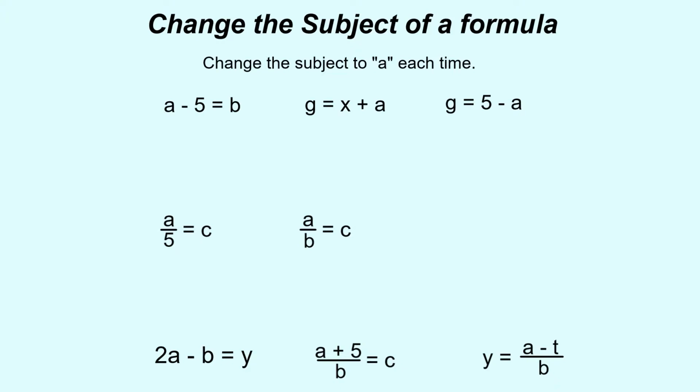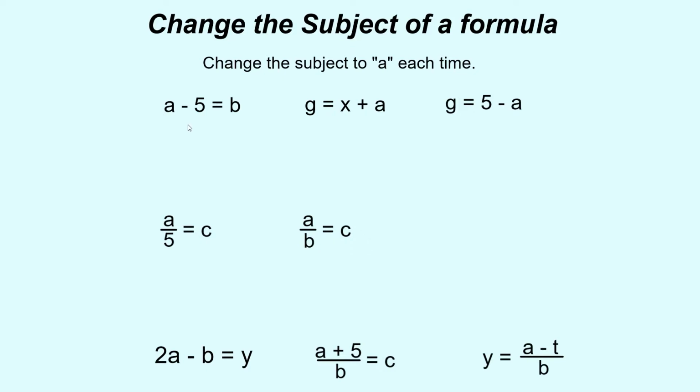So for the 8 questions we've got here, we're going to change the subject each time to A, which means we want to get A on its own in the final line of working. Okay, so the first one starts off fairly straightforward. To isolate the A term here, what we're going to do is move the minus 5. So we want to get the A term on its own.